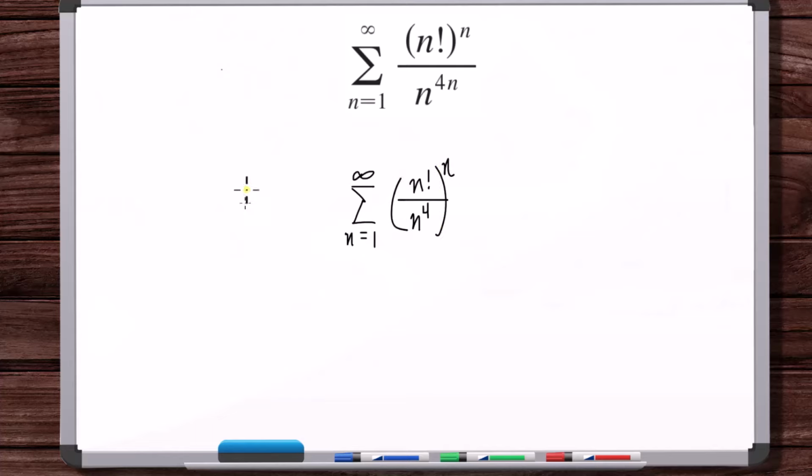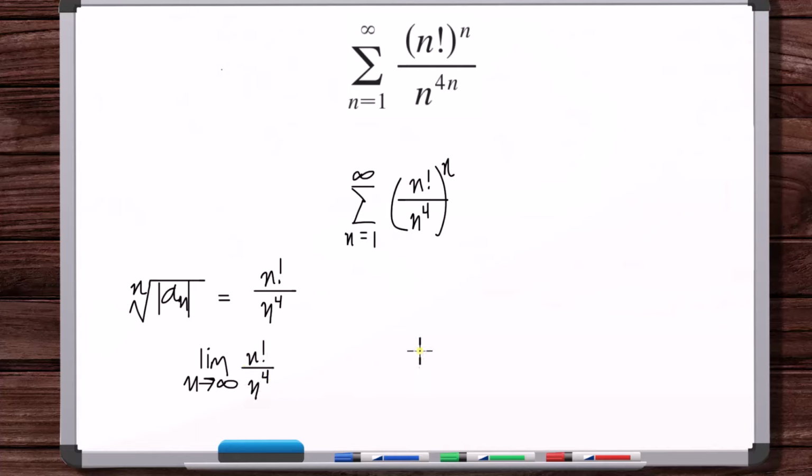And in that case, we want to do the root test. So n factorial over n to the 4th is always positive, so that means this is going to be n factorial over n to the 4th. Now all we need to do is take the limit as n approaches infinity of n factorial over n to the 4th.